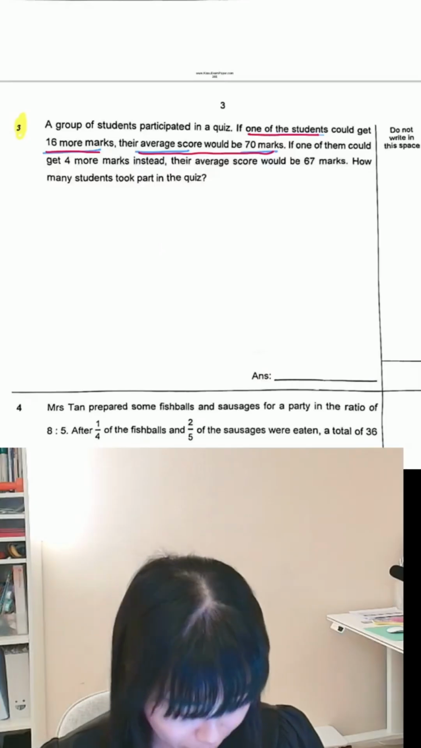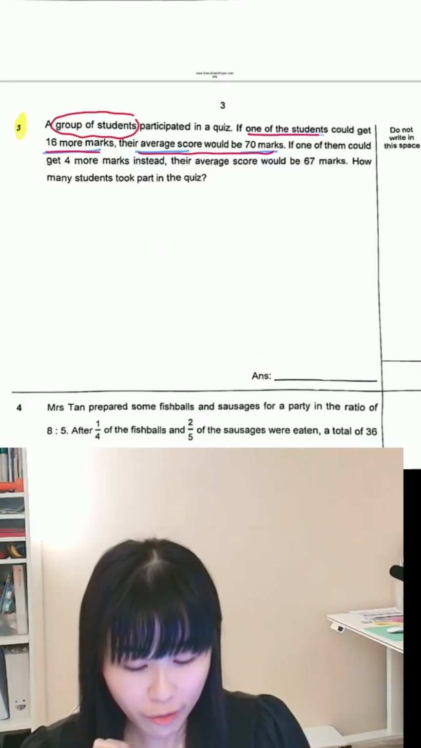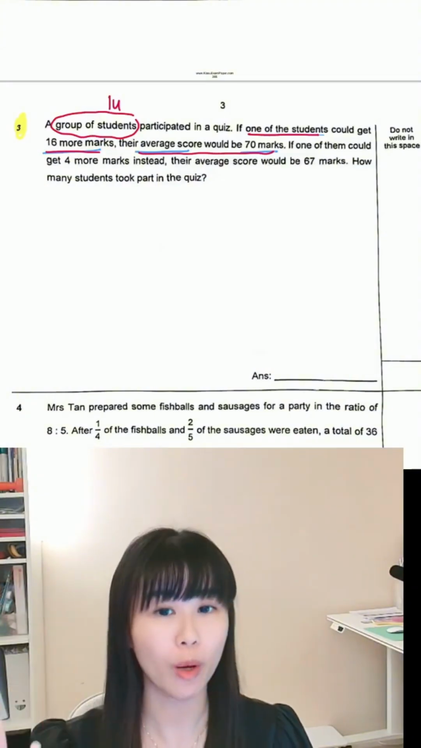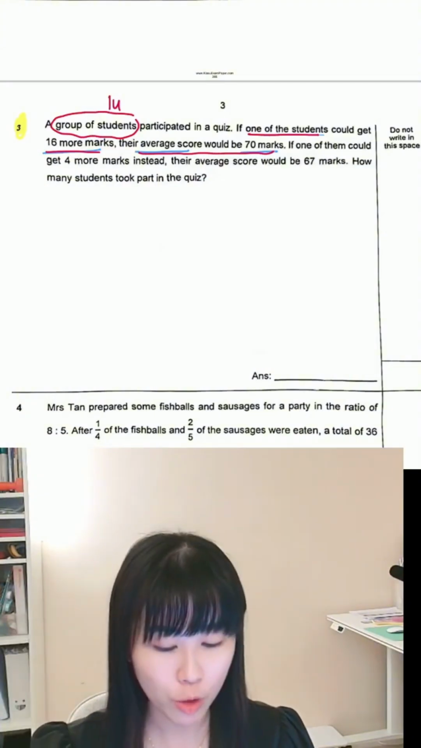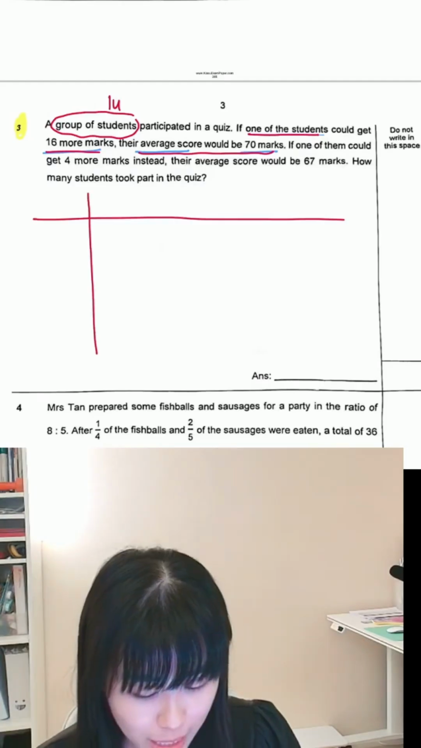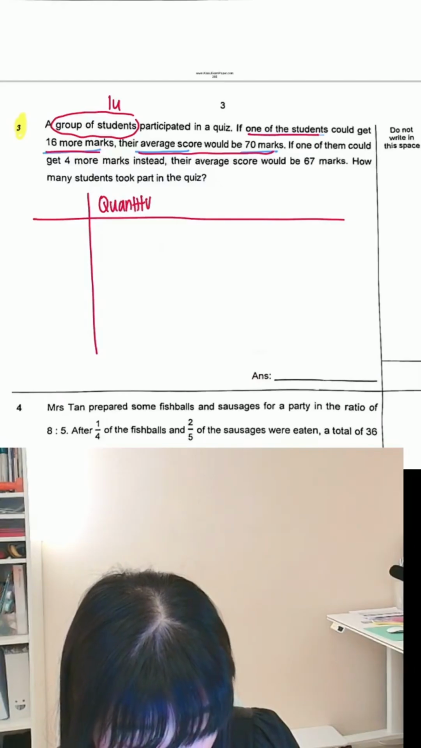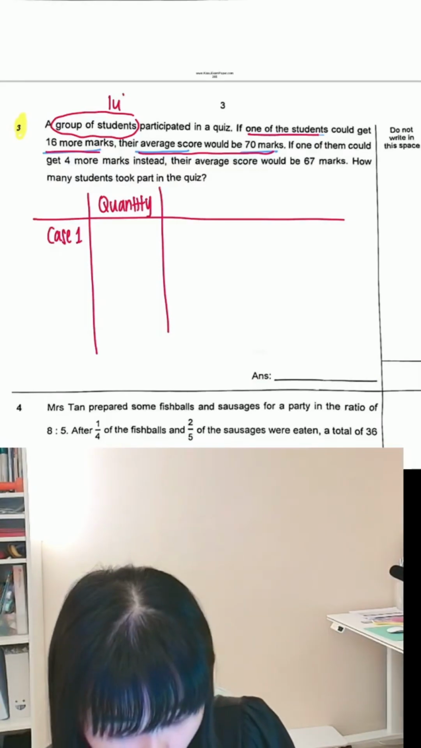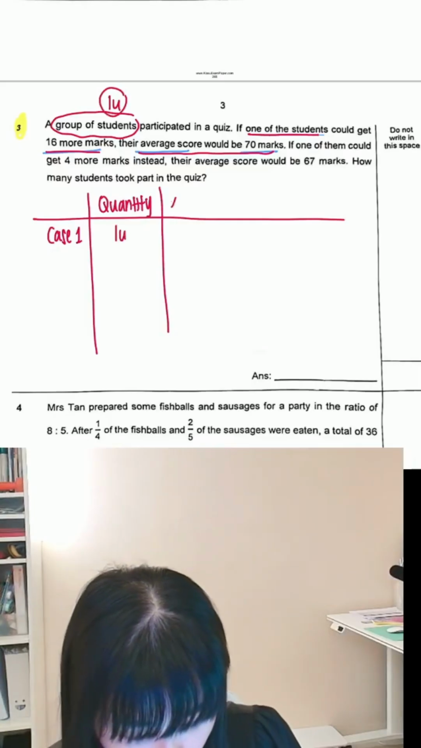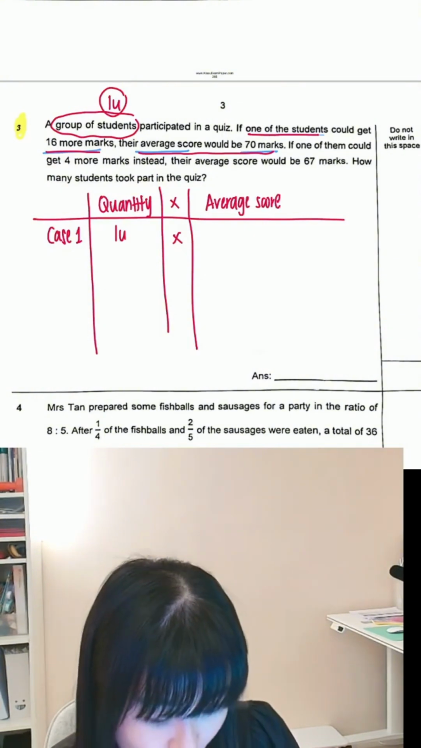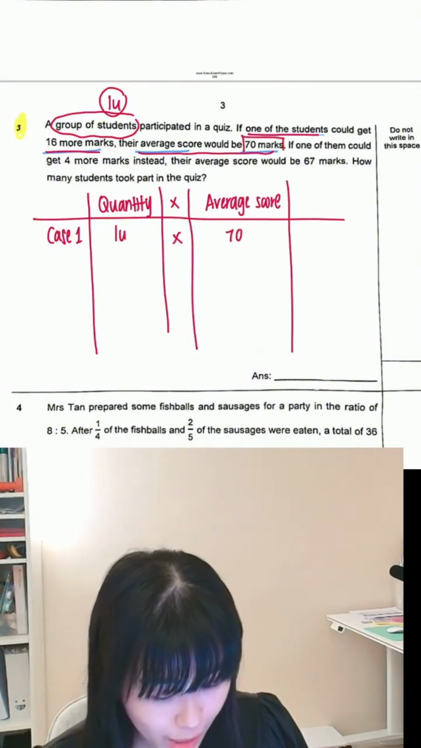So this is what happened. I don't know how many students there are. So if I don't know, I can let it be 1 unit. And some of you say you use algebra, right? Sure, no problem. You can let it be A, B, C. But usually for primary school, anything unknown, you let it be 1 unit. I will do this thing, quantity, which is how many people are there. And this one is case 1, means it's just like scenario 1. If you got 1 unit of students, you times the average score. You see, your average score is 70. So what is your total score?